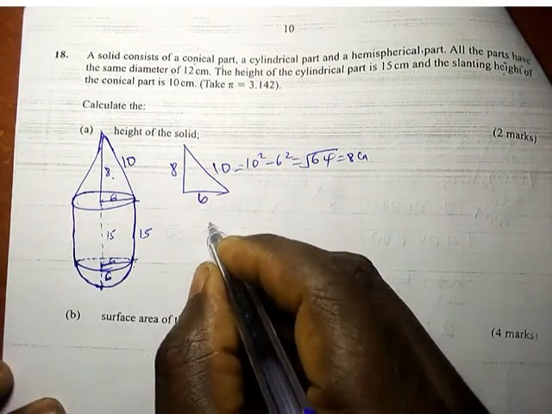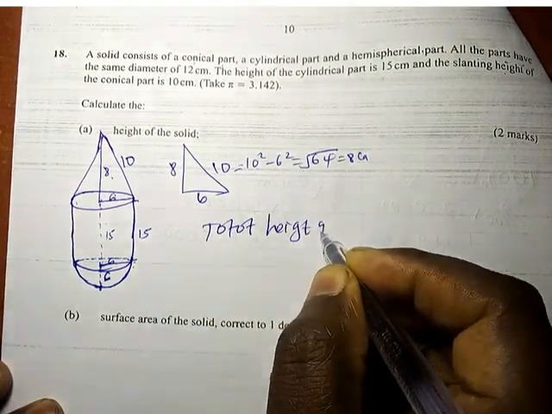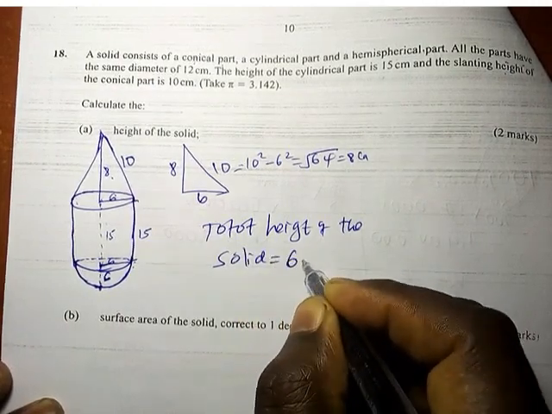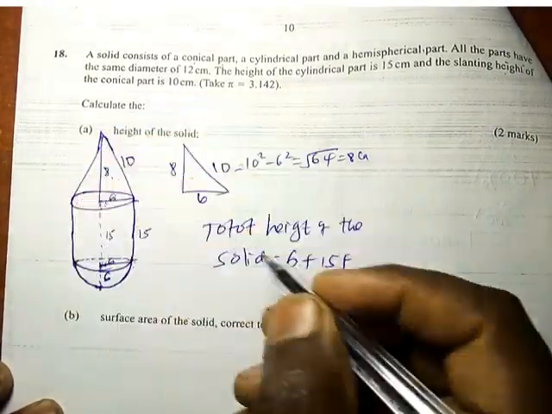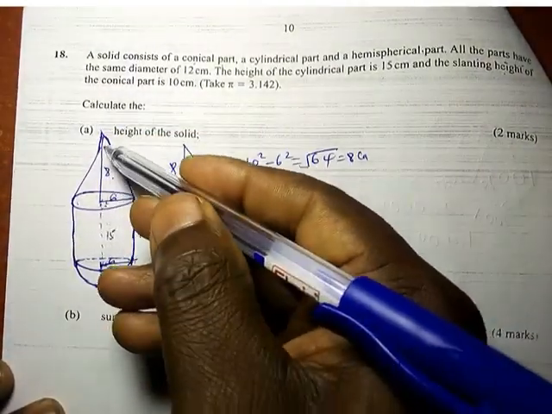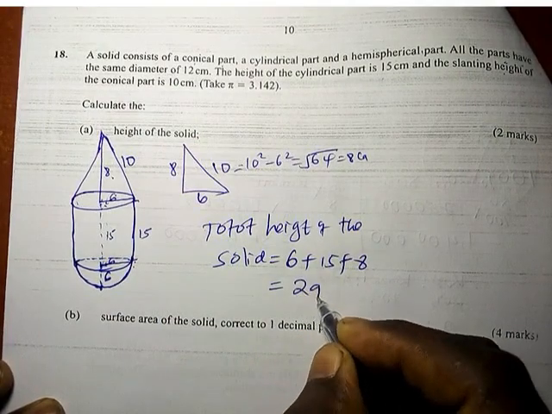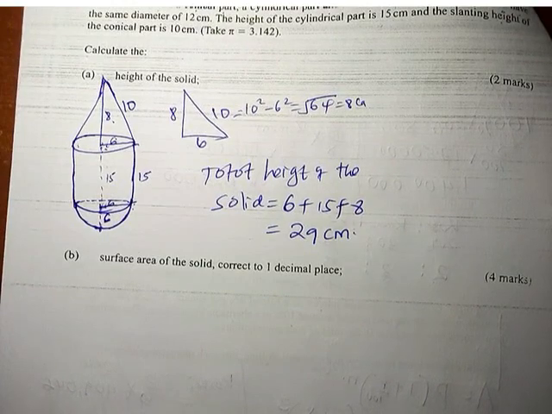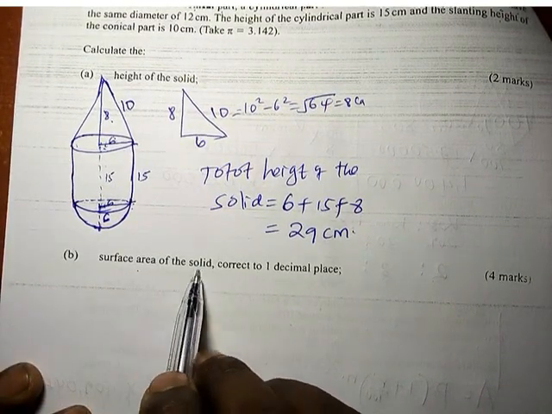So the total height of the solid will be 6 plus 15 plus 8, from here up to here, and that will be 29 centimeters. So the height of the solid is 29. Calculate the surface area of the solid.